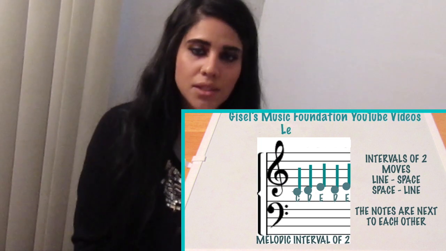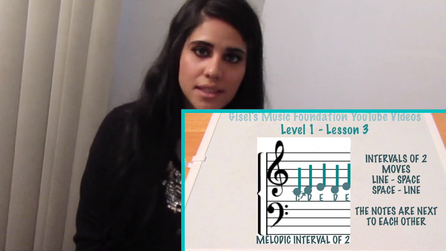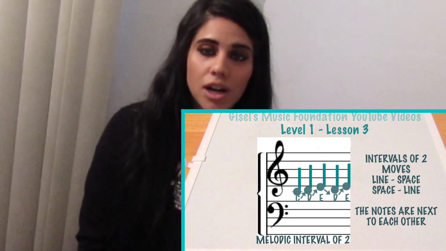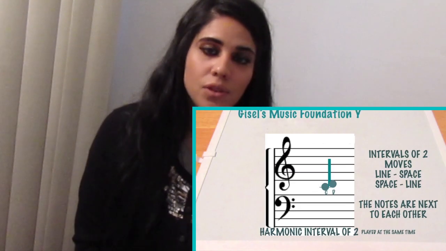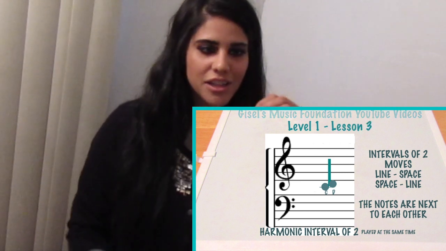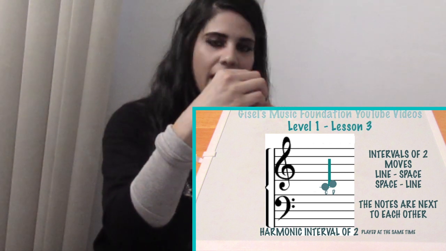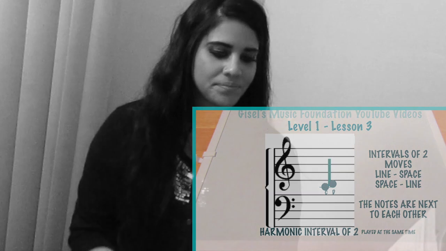When you are reading music, a second interval is moving from a line to a space, and you will notice that those notes are next to each other. If you look at a harmonic interval, those two notes are literally below and above the other notes.